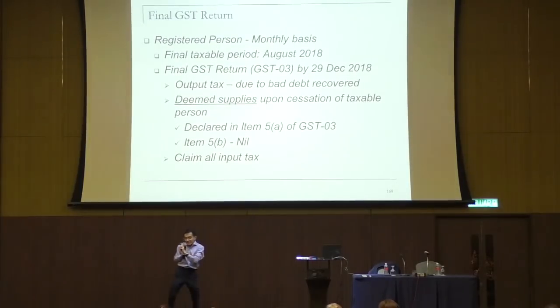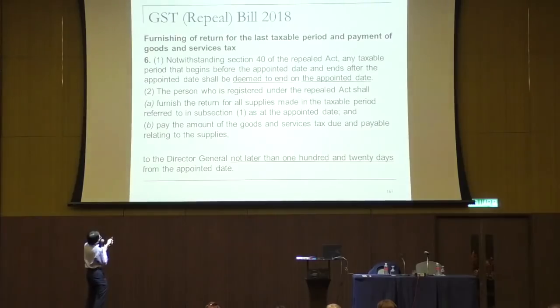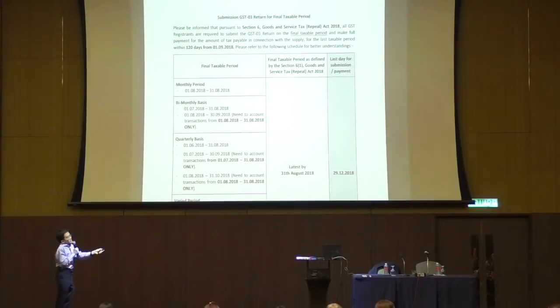However, what are the things that you need to note in your final GST return? Now let me highlight this to you. This is very clearly by Customs, it says here, submit GST return 03 for final taxable period. And they say here very clear, whether monthly, bi-monthly, quarterly, latest by when? 29 December. Your final return, whether monthly or quarterly, all by 29 December.